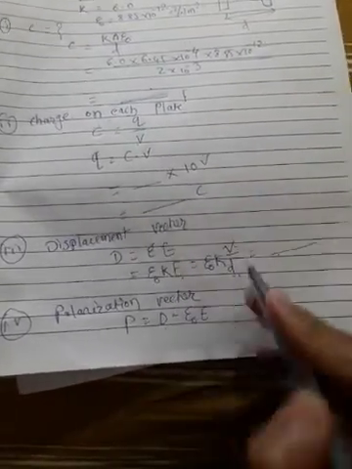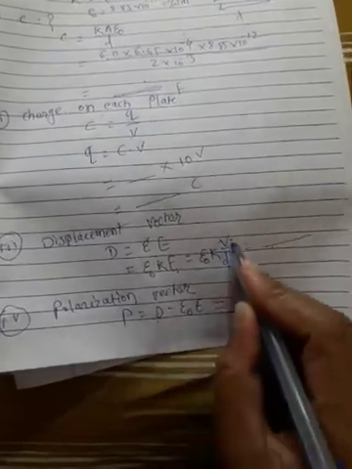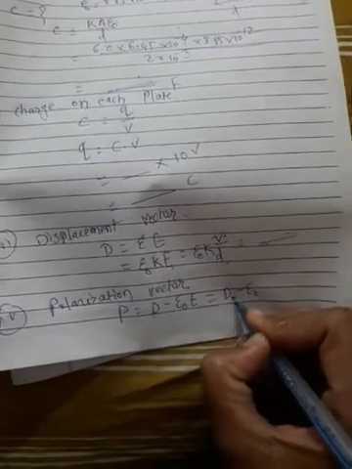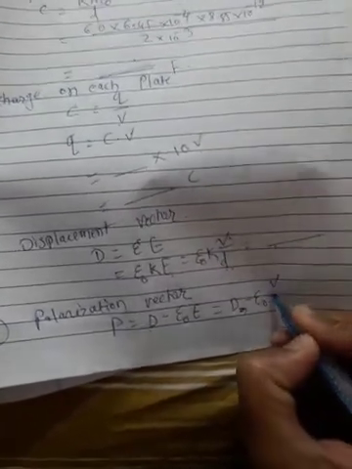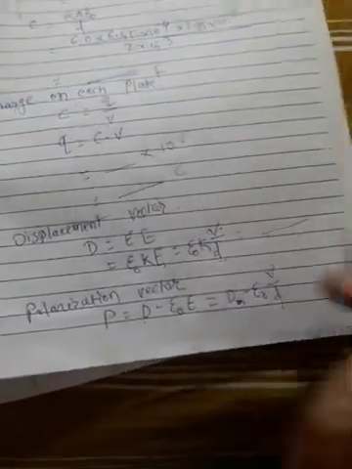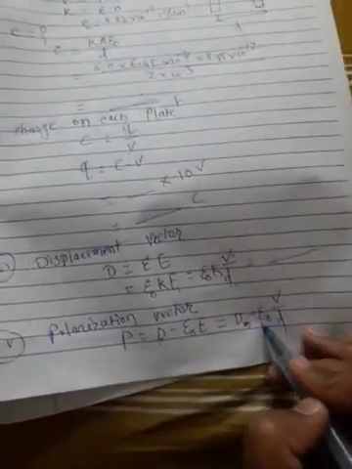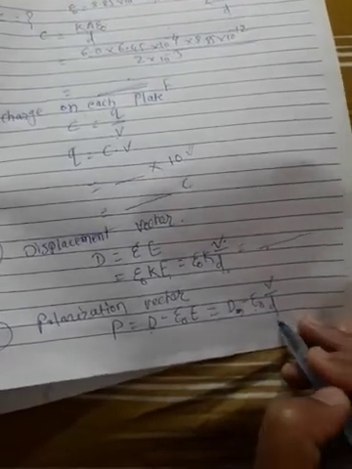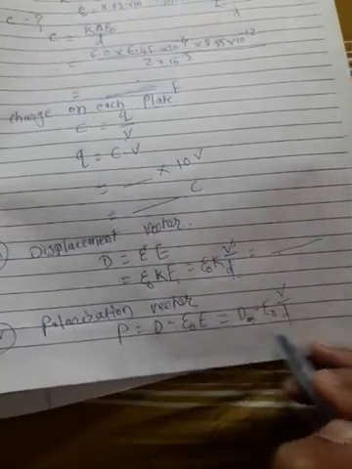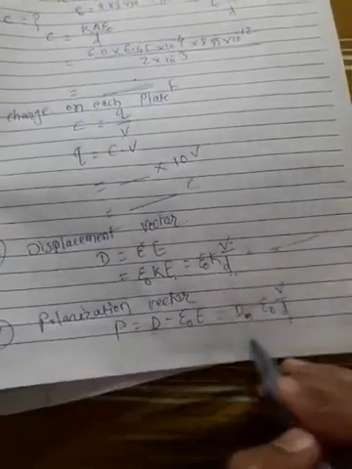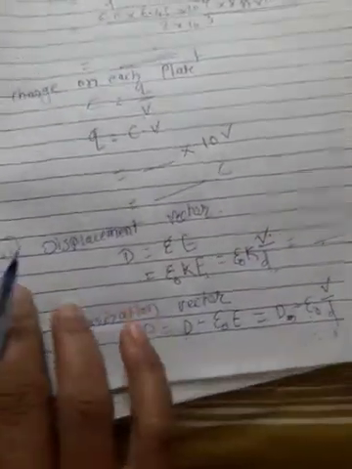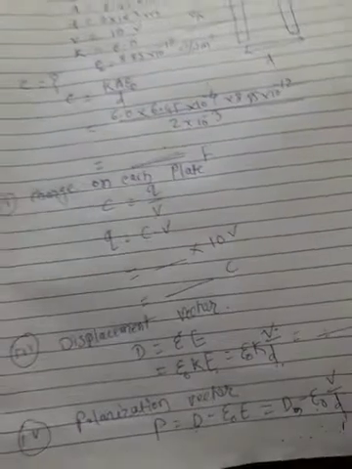Epsilon naught is a given value. Again this E is nothing but V by D, so we use this formula, epsilon naught V by D. Again we have all the values. Epsilon naught is a constant value, V is given, D is given. Substitute all these values, and by using a calculator we can calculate the answer for this polarization vector.